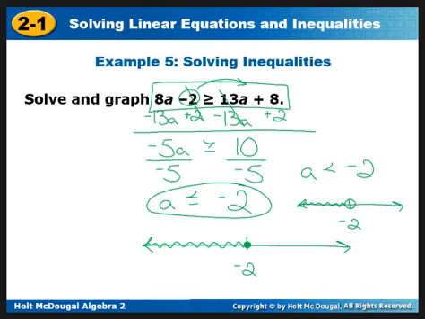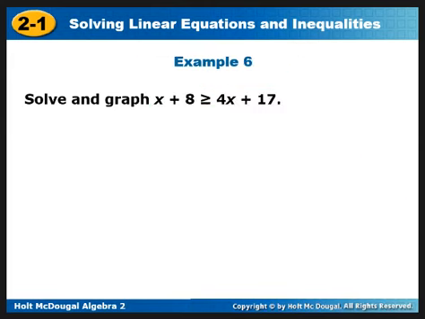All right, again, it's never a bad idea, once we get our solution over here, to pick a number, say for example like negative 3, and go back and fill it in to our original equation up top, just to make sure that our inequality makes sense after we get done with it.